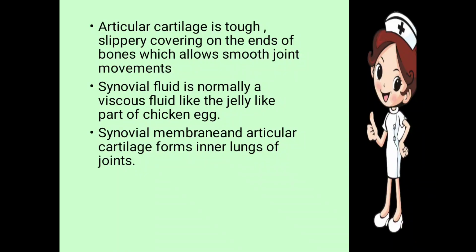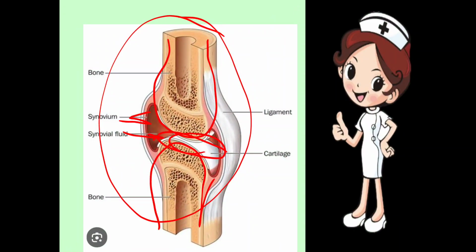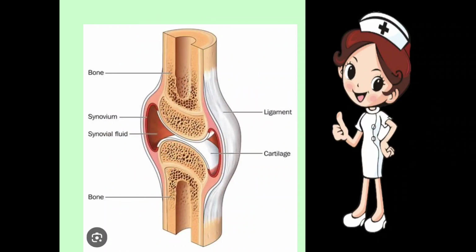Articular cartilage is a tough, slippery covering on the ends of the bones which allows smooth joint movements. Here you can see that this one is the cartilage. Cartilage is present, which allows the smooth movement of the bones.